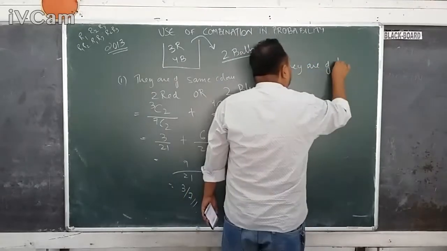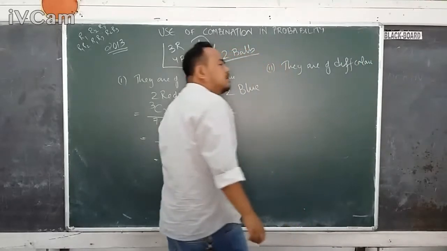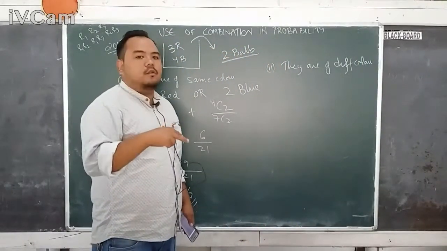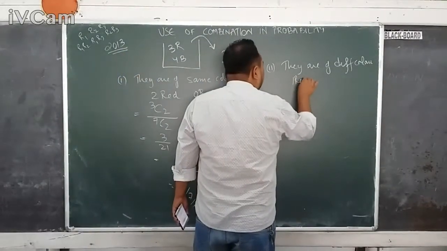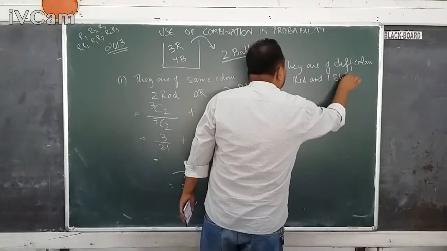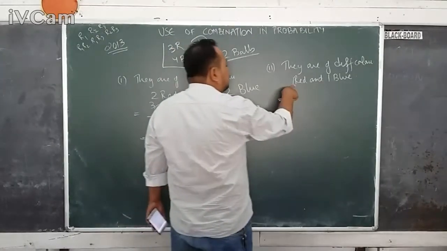They are of different color. So that means there are two balls and both must be of different color. That means one has to be red, and one has to be blue, isn't it? Together. So in how many ways can I choose one red ball?